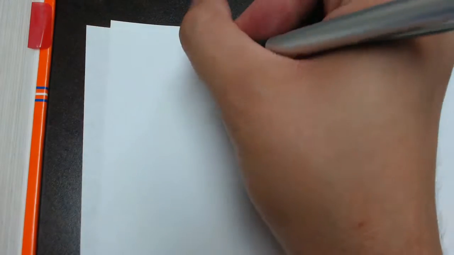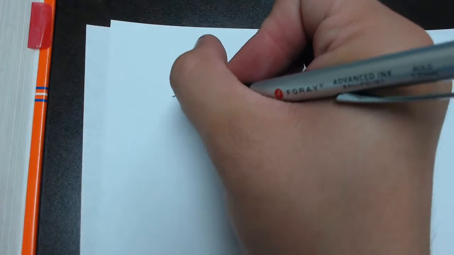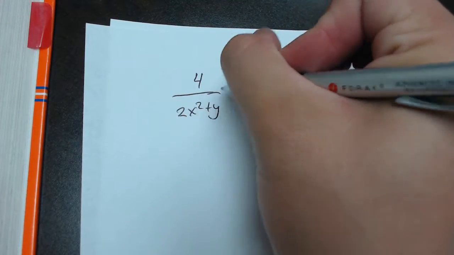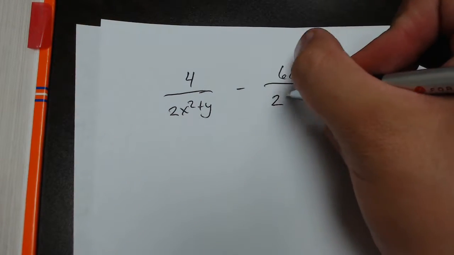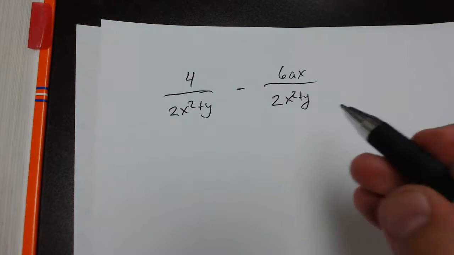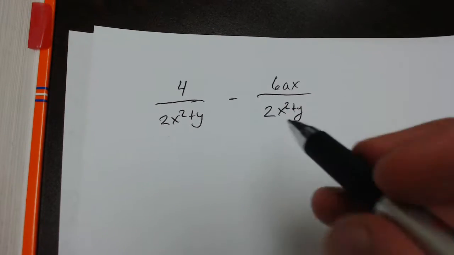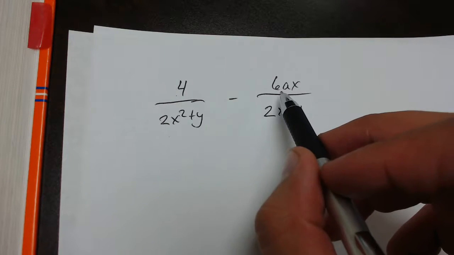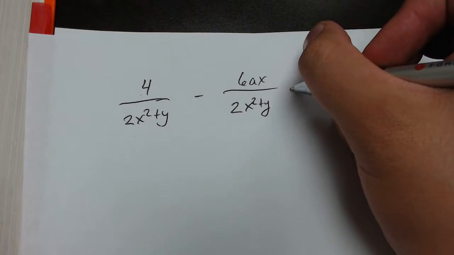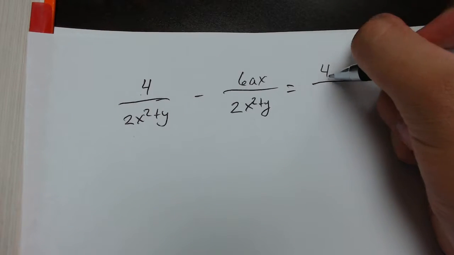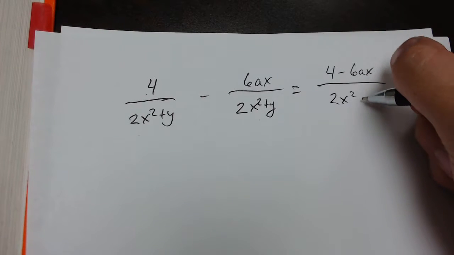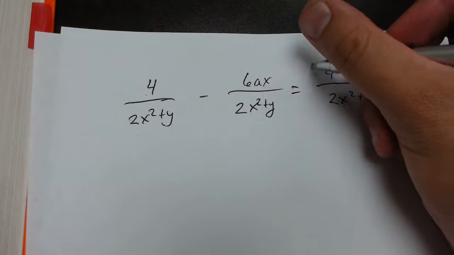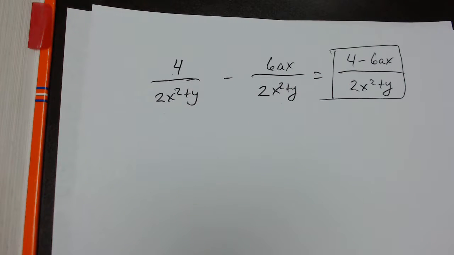There we go. So if we have the problem 4 over 2x squared plus y, and we're subtracting 6ax over the same denominator of 2x squared plus y, these are the same number, so I don't have to do anything there. All I have to do is just combine these. Now, are these like terms? No, they're not. So the only way I can simplify this is to just write 4 minus 6ax and then put it over one denominator of 2x squared plus y. It's that simple. That's all we have to do to solve, as long as we have the same denominator.